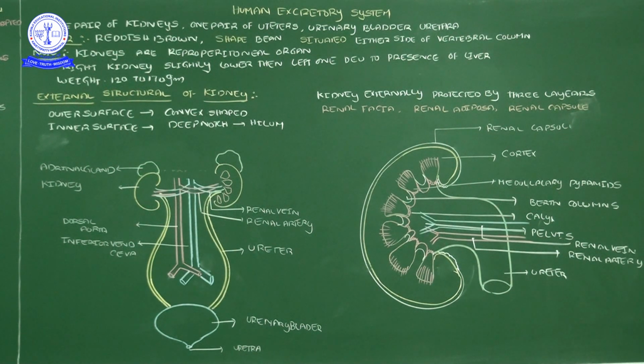In continuation, the internal functional and structural unit in the kidney is what we call the nephron. What is the structure of the nephron? It will continue in the next video.